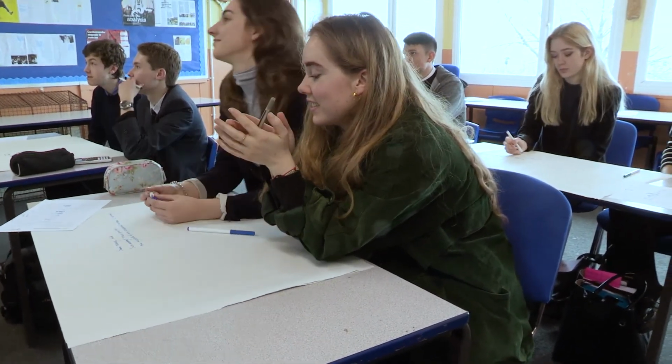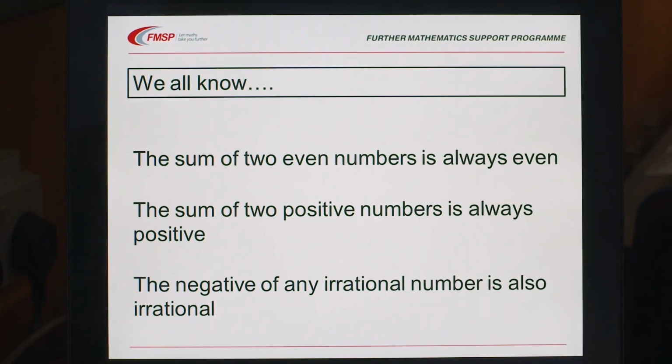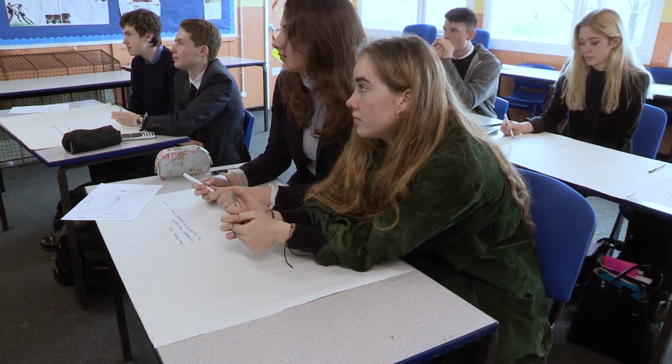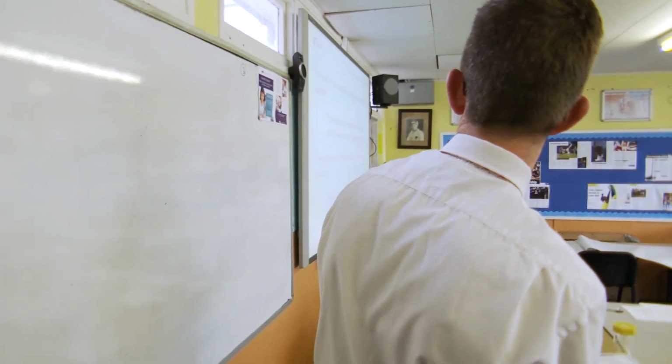I hope that they would think in a little bit more detail about exactly what a statement was saying. So if a statement says that something is always going to happen given certain circumstances, then the negation of that would be that there is at least one case where it wouldn't happen. There exist 2 positive numbers, A and B, that sum to a negative number. And we're going to prove that that cannot be true. So, the sum of 2 positive numbers is always positive.